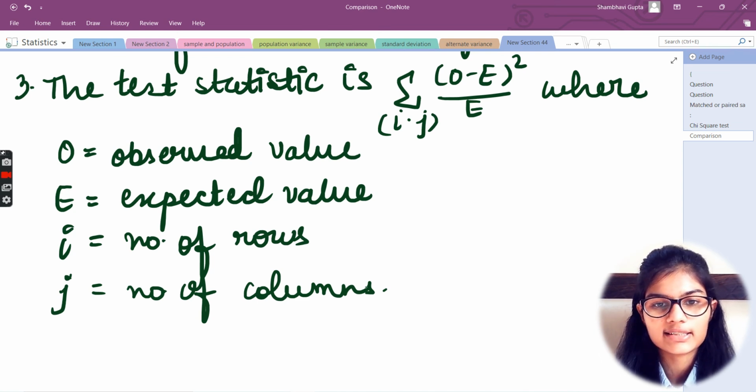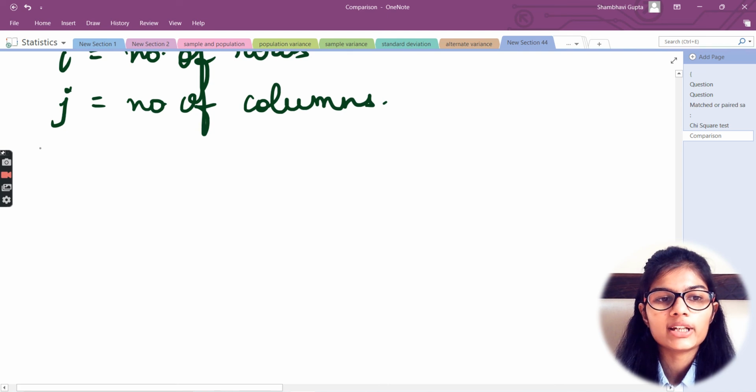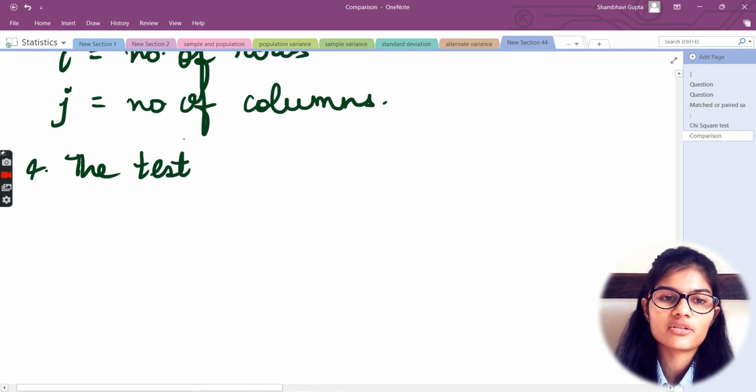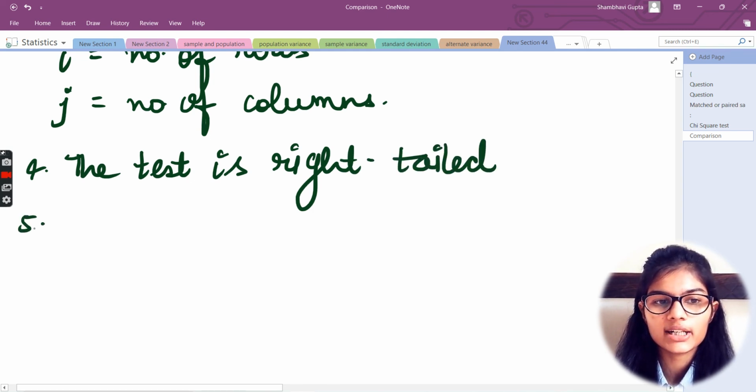Now let me go down quickly a little bit here. The fourth point: the test we are seeing, the test of independence, is right tailed.